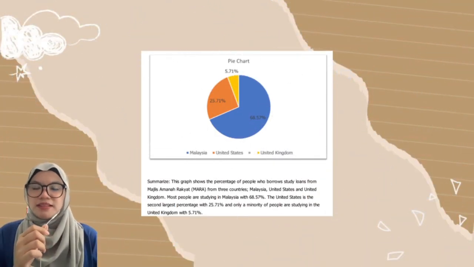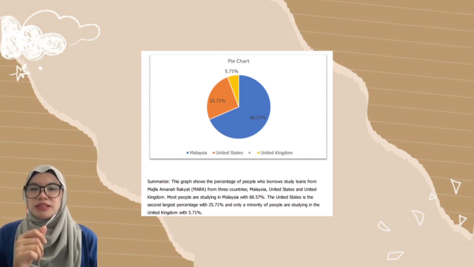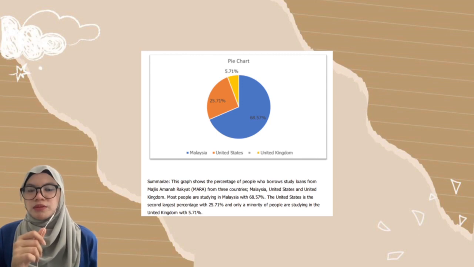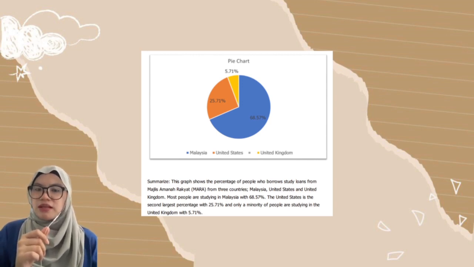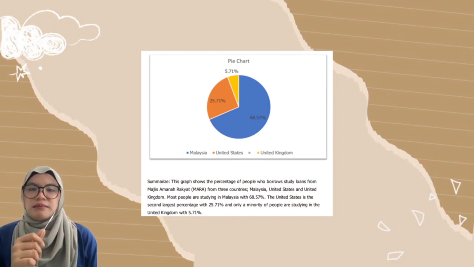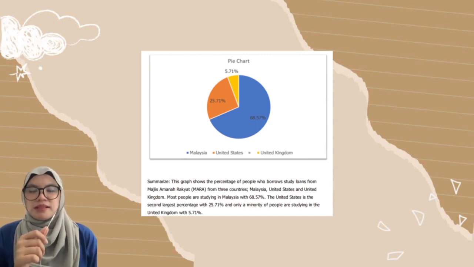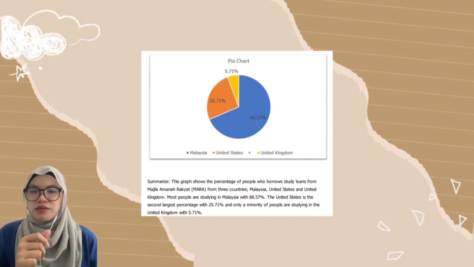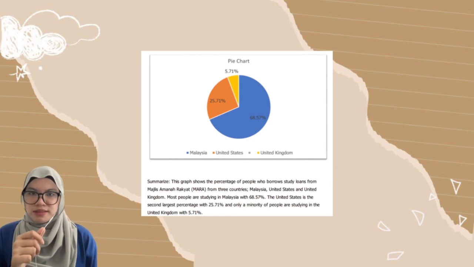Assalamualaikum, my name is Nur Syahirah, and I'll be presenting the next slide, which is the pie chart that shows the percentage of 35 people who borrow study loans from Majlis Amanah Rakyat MARA from 3 different countries: Malaysia, United States, and United Kingdom. As it is shown on the graph, most people are studying in Malaysia with 68.57%, and coming second is the United States with 25.71%, and only a minority of people are studying in the United Kingdom with 5.71%.